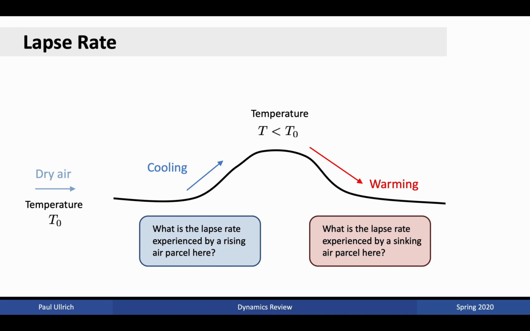On both sides, the lapse rate is effectively constant. That is, it is the dry adiabatic lapse rate of 9.8 Kelvin per kilometer. The dry air that then exits will have temperature T0 as well.